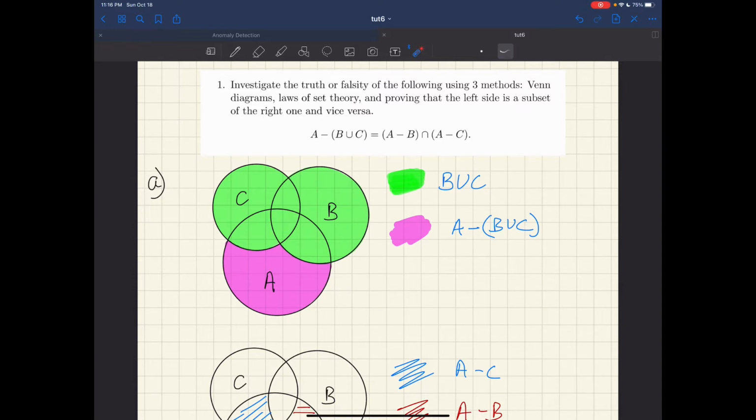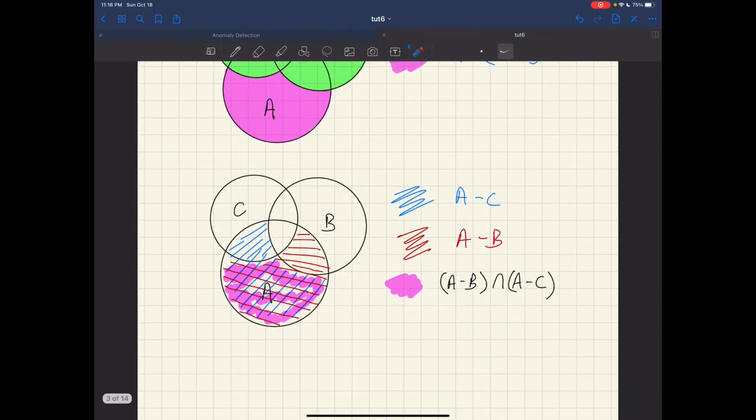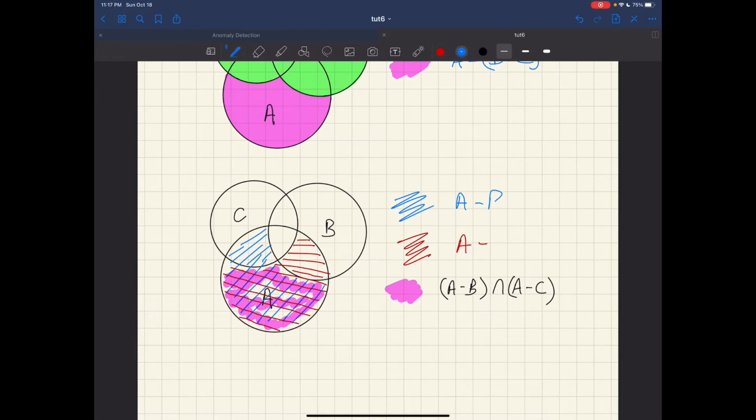So the area shaded in pink is our whole left hand side. Now for the right hand side, we had (A minus B) intersection (A minus C). So this is A minus B and the red one is A minus C. For the blue region, we have subtracted all the elements which were in B from A. All these we have removed. For the red area, which is A minus C, we have removed all the elements that were common in A and C.